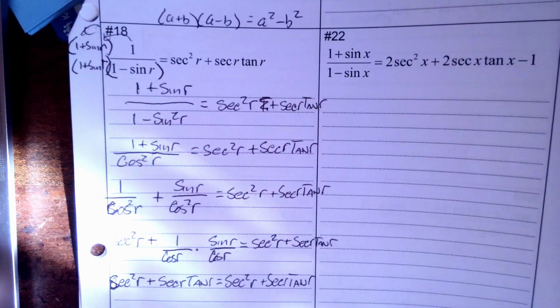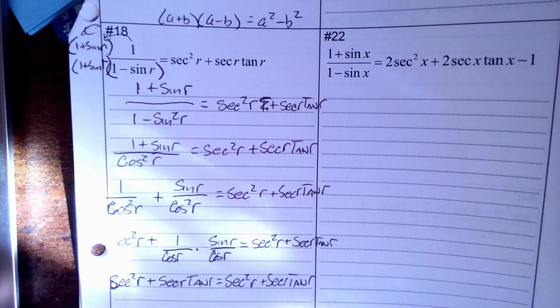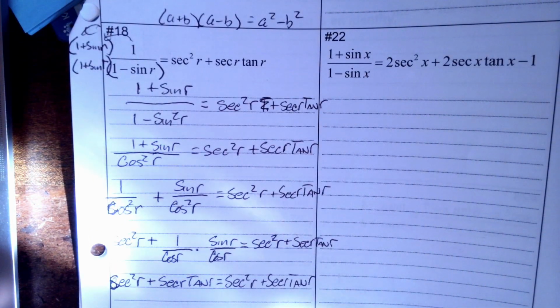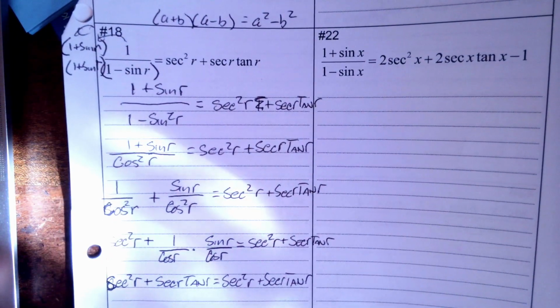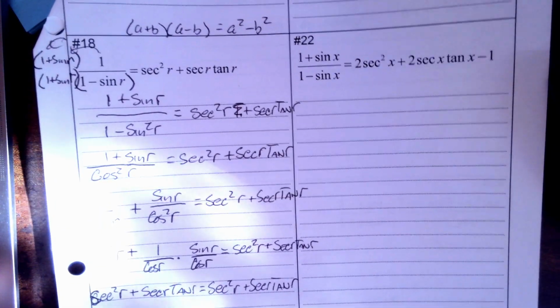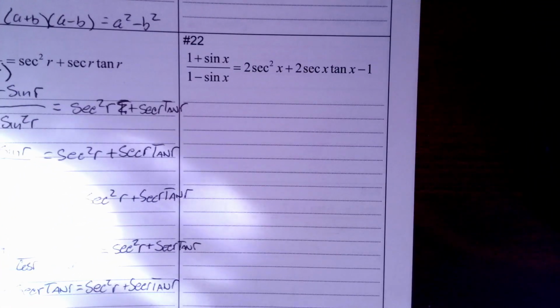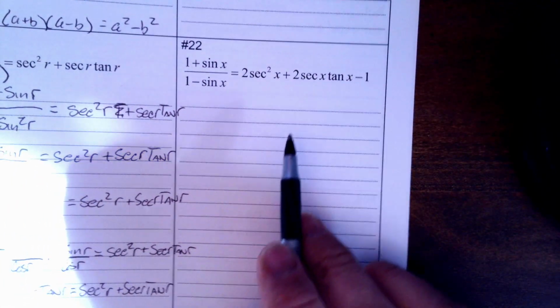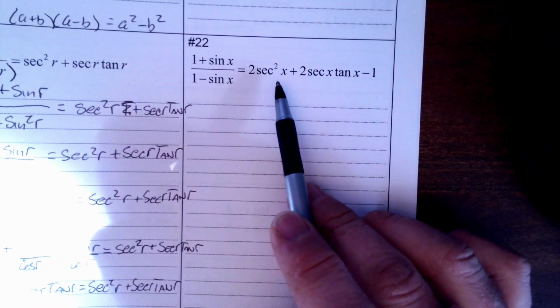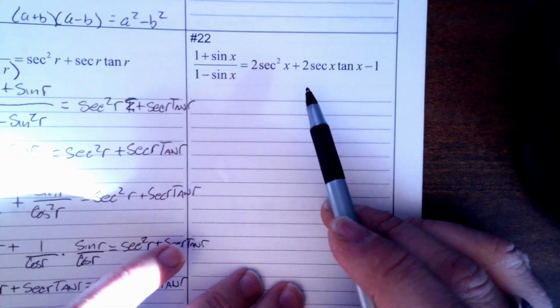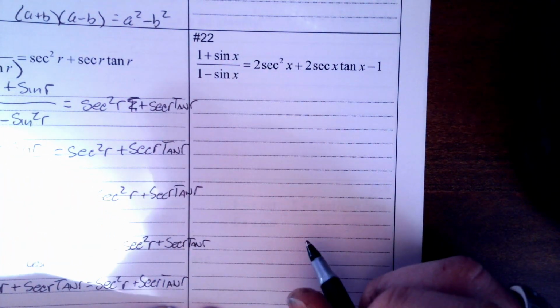Such as in number 22, which we could do with factoring or we could do with foiling. I'm going to choose to work with just the left side and do foiling. So we need to turn 1 plus the sine of x over 1 minus the sine of x into 2 times the secant squared of x plus 2 times the secant times the tangent of x minus 1.